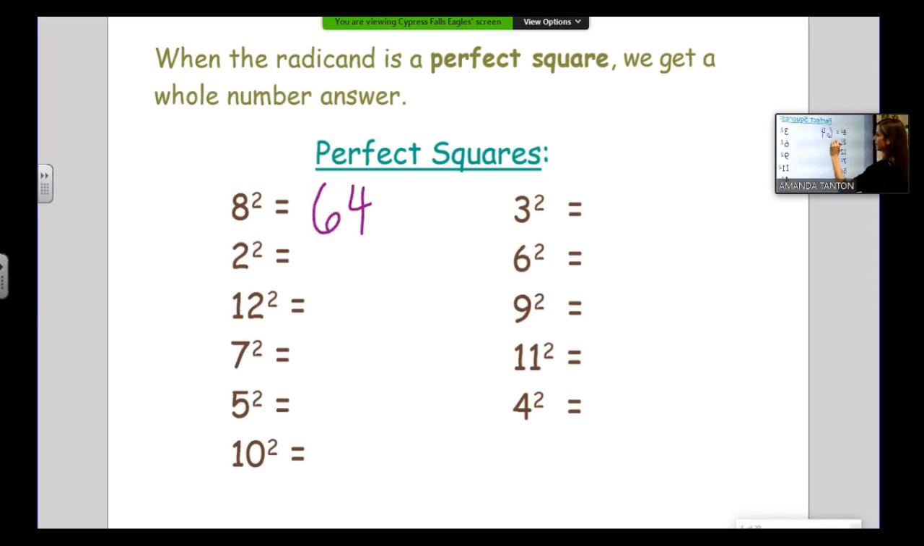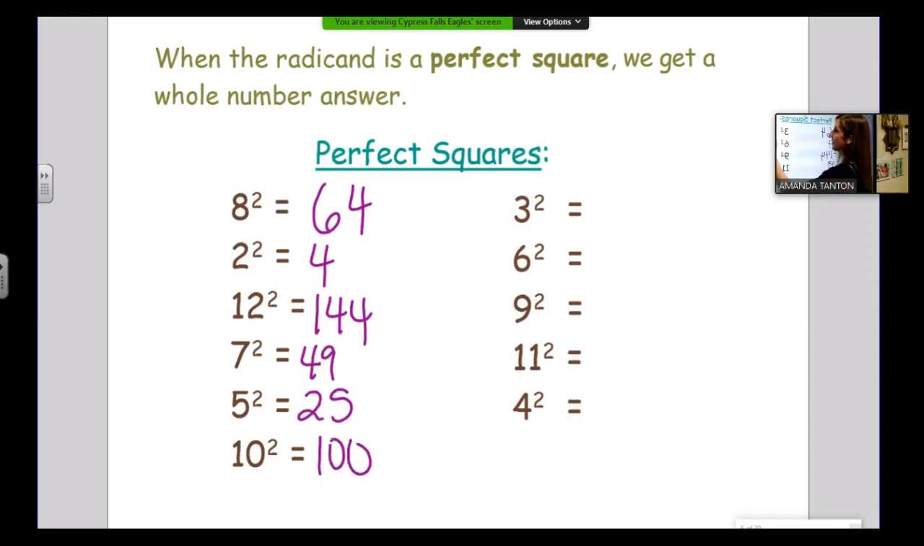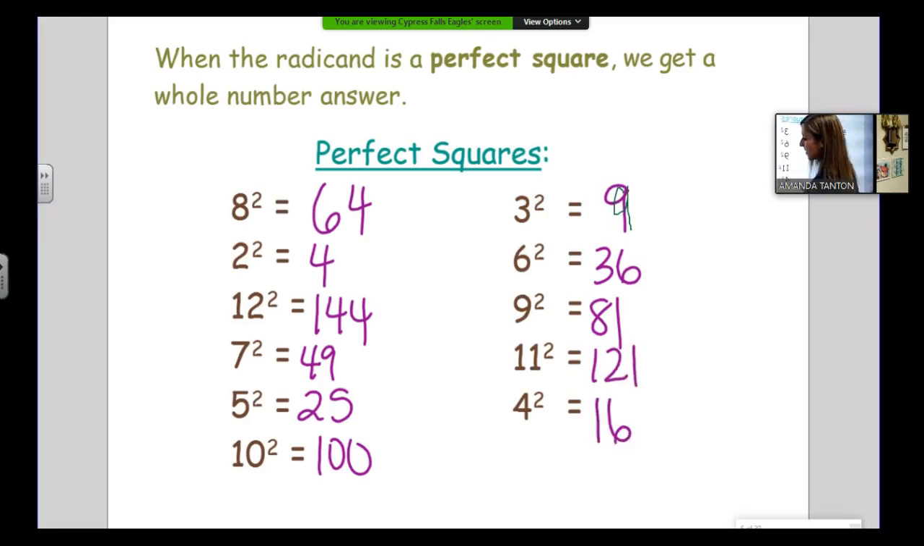2 squared. 4. 12 squared. 144. That's a good one. 7 squared. 49. 5 squared. 25. 10 squared. 100. 3 squared. 9. 6 squared. 36. 9 squared. 81. 11 squared. 121. That one is a tough one. Okay, 4 squared. 16. Okay.